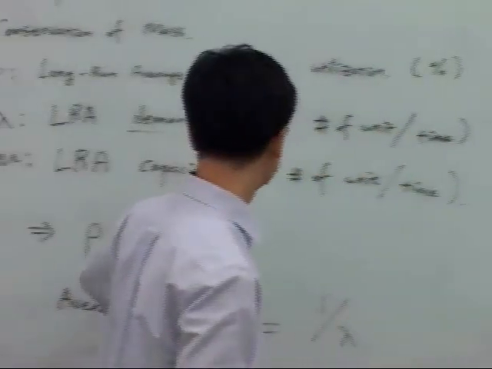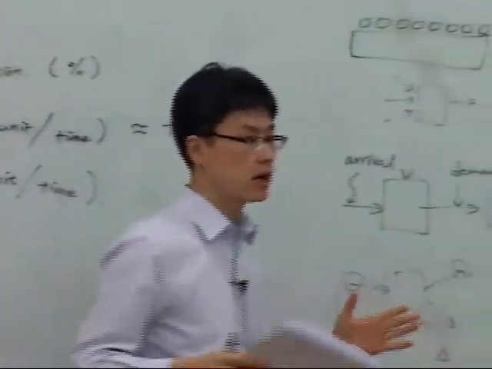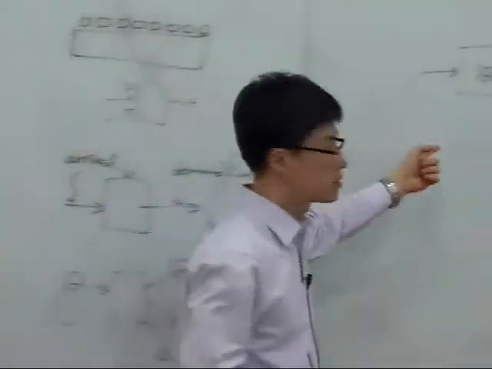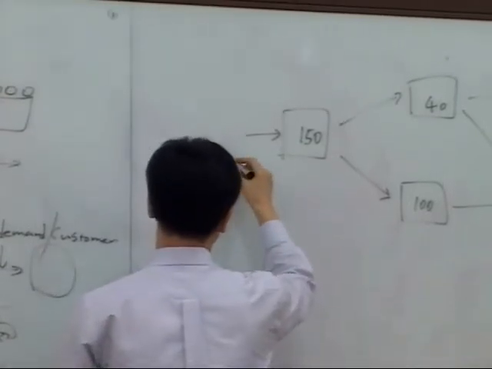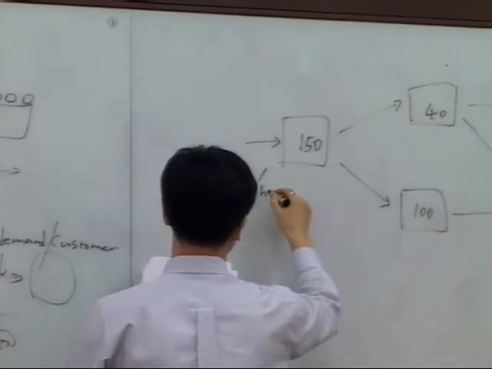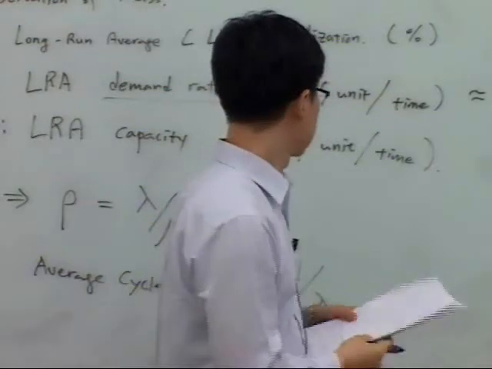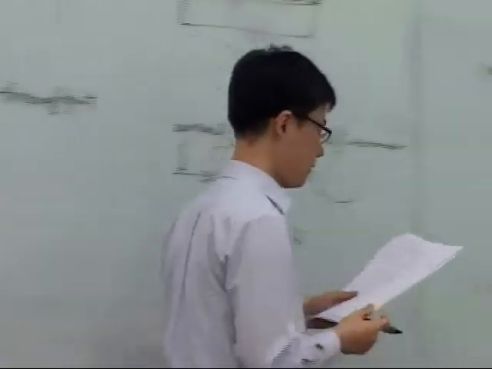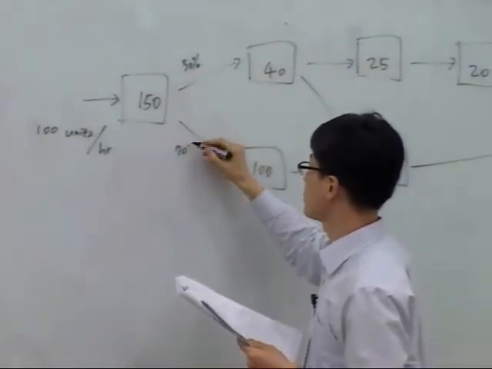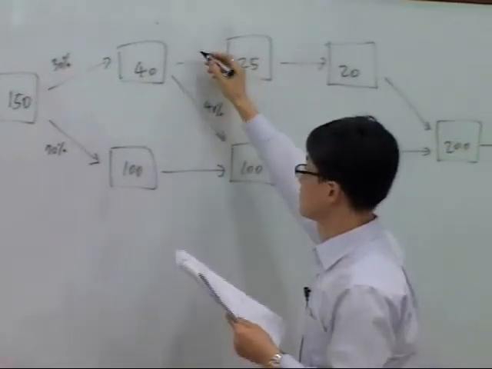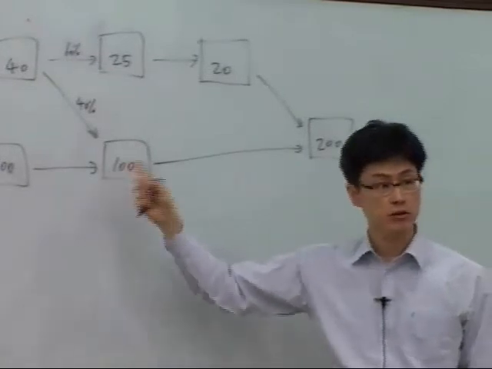I said capacity, so long run average capacity, the number of units per time. I haven't specified the time unit, but it could be a month or a year or something. And let's assume that a part is coming in at 100 units per hour. Then it is more appropriate for the example that this 150 is the number of units per time. And there is some other rule that 30% of output goes here and 70% goes here. And 40%, 60%. How about that? Because there is only one single line, 100%.